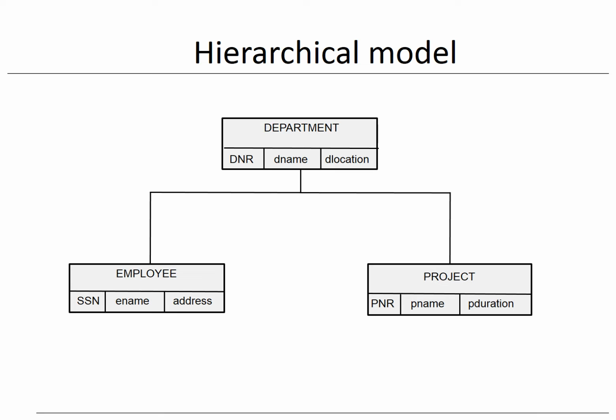The department record type participates in 2 parent-child relationship types. A department can have 0 to n employees. Vice versa, an employee is always connected to one department. A department can work on 0 to n projects. Vice versa, a project is always worked on by exactly one department. This is a very simple hierarchical structure. Department is the root record type, and both employee and project are the leaf record types.